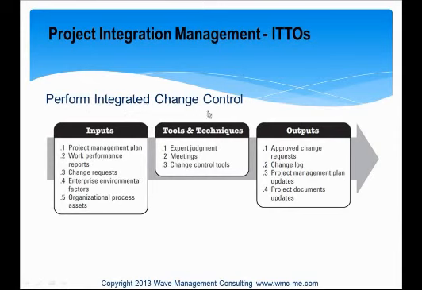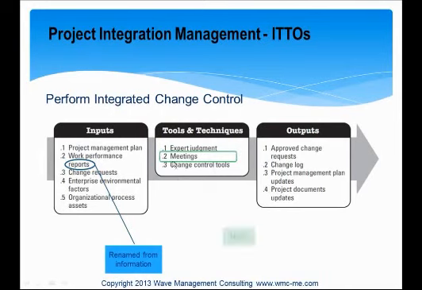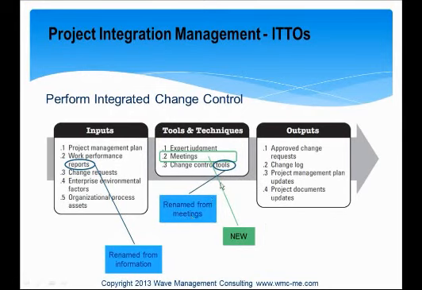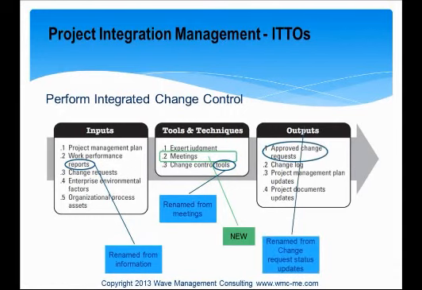The process Perform Integrated Change Control. They renamed information to reports. They introduced a new technique, meetings, and they renamed meetings to tools. So now it's called change control tools instead of change control meetings, as it was called in PMBOK4. In the outputs, they renamed change request status updates to approved change requests. And we have a new output, which is change log.